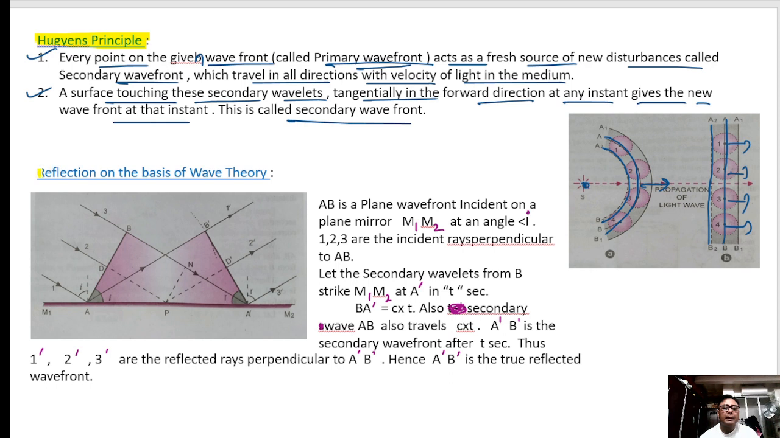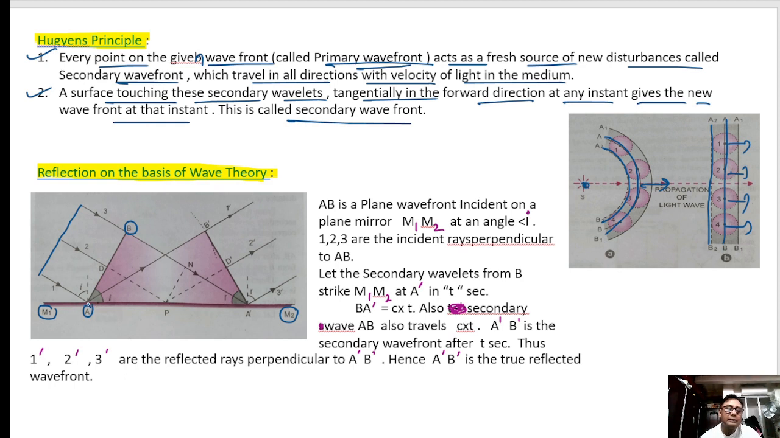Next is reflection on the basis of wave theory. We will now study that this wave theory obeys the laws of reflection. Let us take a plane wavefront which will strike a mirror M1 M2. This is a plane mirror where the plane wavefront will strike. Till AB, all the particles of the wave travel in the same time.